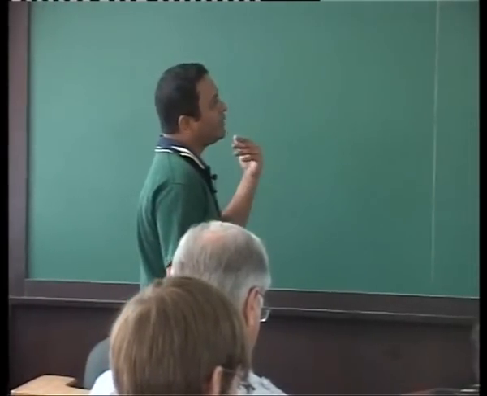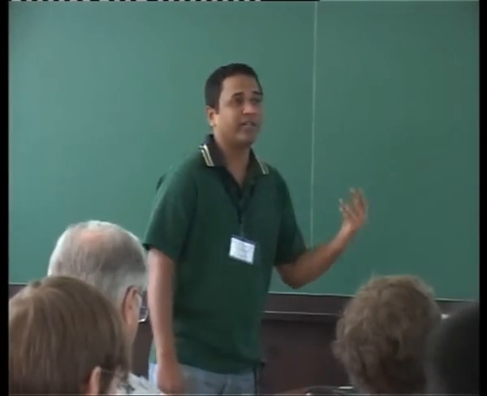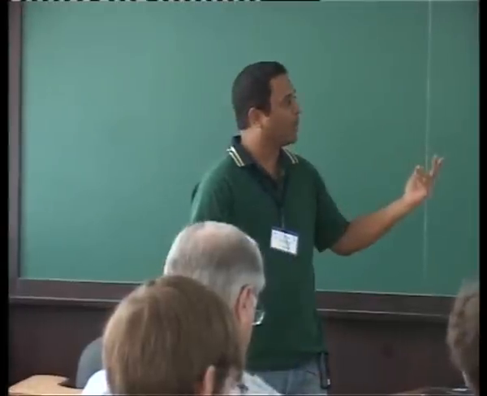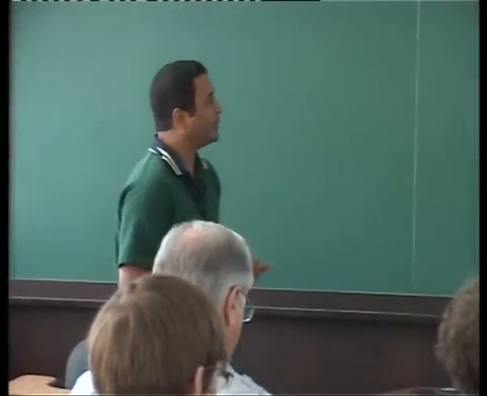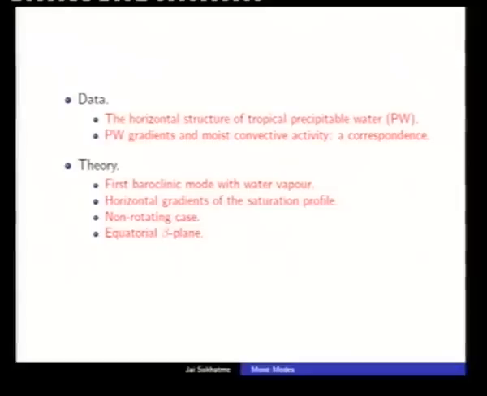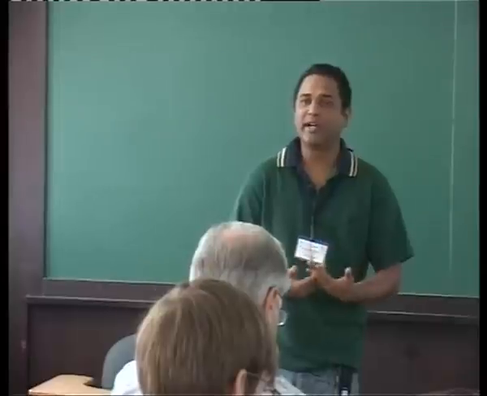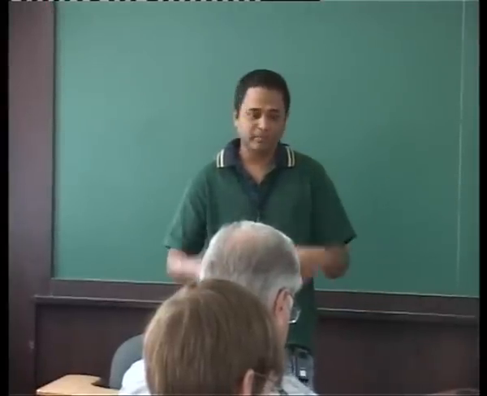The novelty will be that we will build in horizontal gradients of the saturation profile into this model, and then we will analyze the kind of modes we get, or the convectively coupled waves that we get, in a non-rotating case, which is slightly academic but of interest because of the symmetries of the problem. And then we will go to the equatorial beta plane, and I hope to convince you by the end that it is useful to look at these gradients in a simple setting, right?